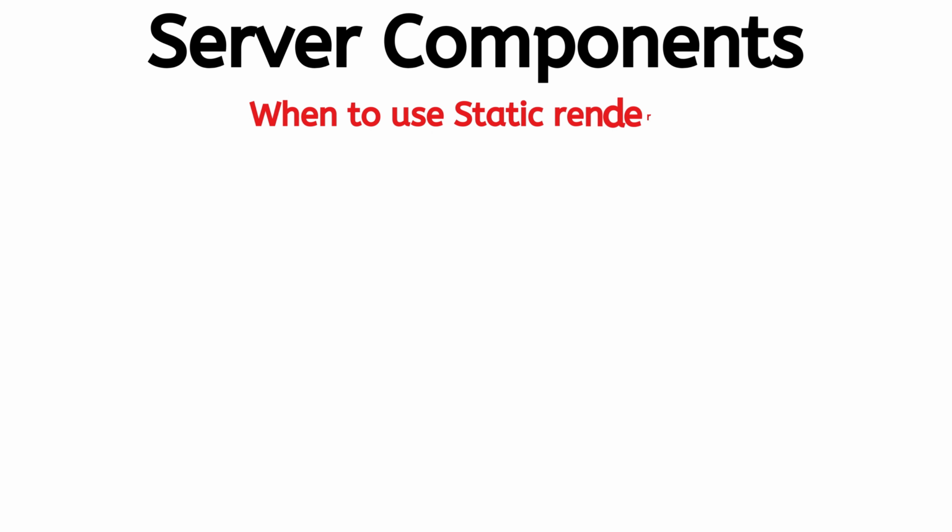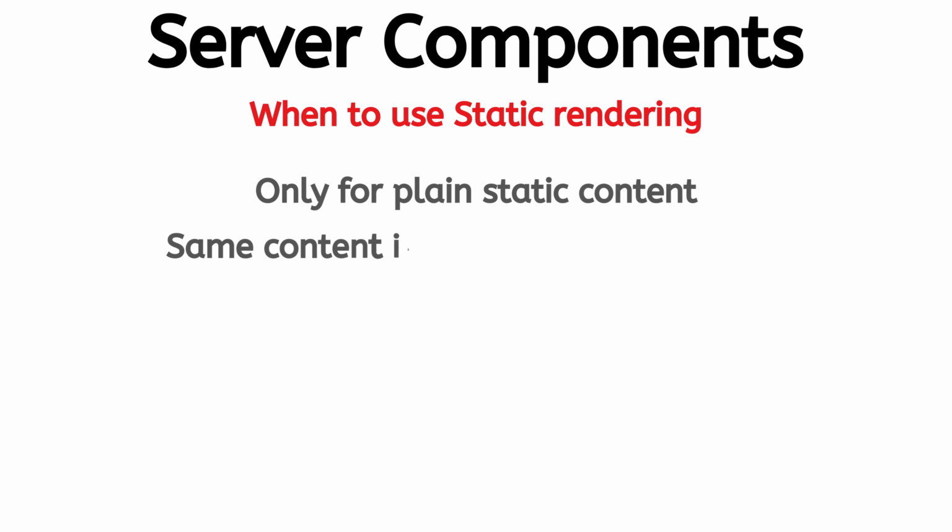So when do you use static rendering? Suppose there is a scenario where you have only plain static content to render onto the browser, and the same content is displayed to any user who requests that specific page. For these two types of scenarios, you can go for static rendering.